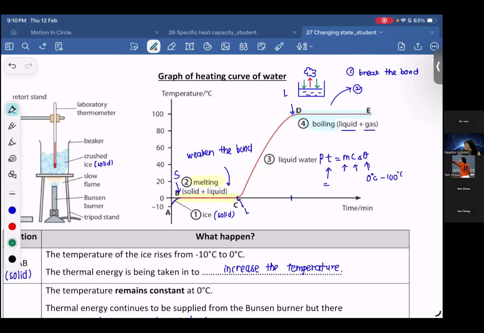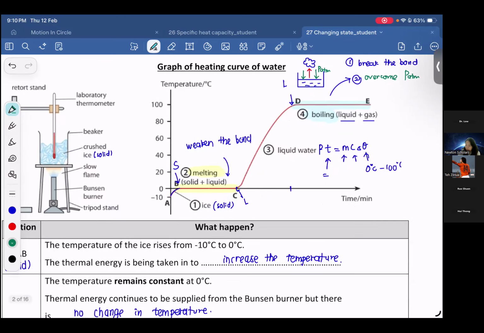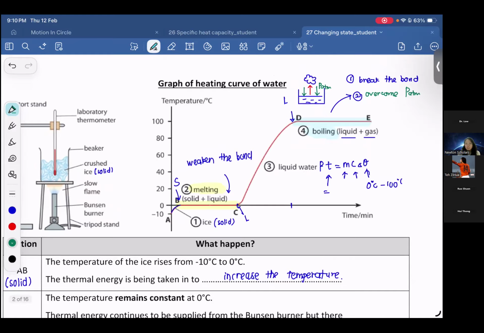Atmospheric pressure. Yes, very good. Write down atmospheric pressure. Atmospheric pressure presses in all directions. So the liquid trying to convert to gas needs to overcome atmospheric pressure. Because of these two tasks, they need energy. The energy supplied is used to break the bond and overcome the atmospheric pressure. Therefore, the energy isn't used to increase the temperature. It's a different job. Okay, so 10 seconds for you to complete whatever I write.